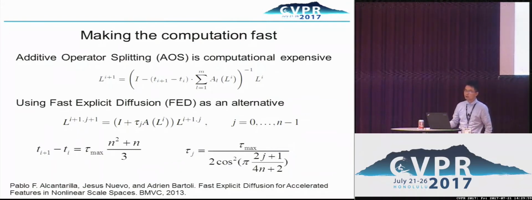To construct a nonlinear scale space very fast, the authors of KAZE have also proposed another approach to compute the nonlinear diffusion filtering. This approach is called fast explicit diffusion. It computes images of different time steps in an additive way and does not contain any time-consuming steps. This approach was proposed in BMVC 2013.